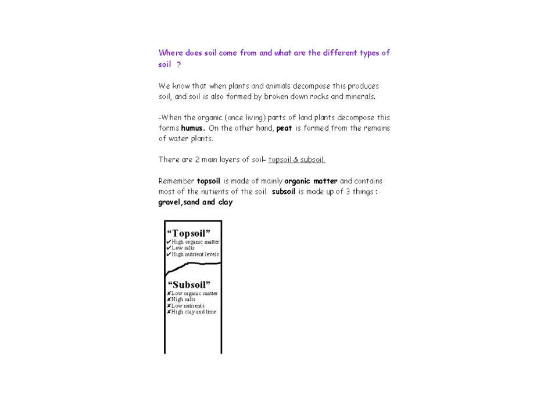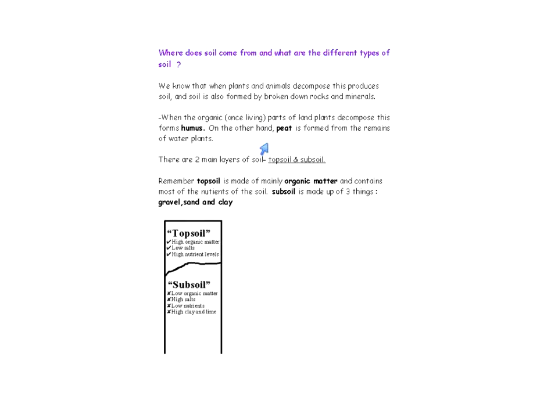So we're going to talk about where soil comes from and what the different types of soil are. Well, we know that soil comes from plants and animals. When they've decomposed, that produces soil. Soils are also a result of rocks and minerals breaking down as well. So we looked before at the difference between humus and peat. Humus is land plants that, once they die and decompose, form humus, and peat, on the other hand, is formed from water plants that have decomposed.